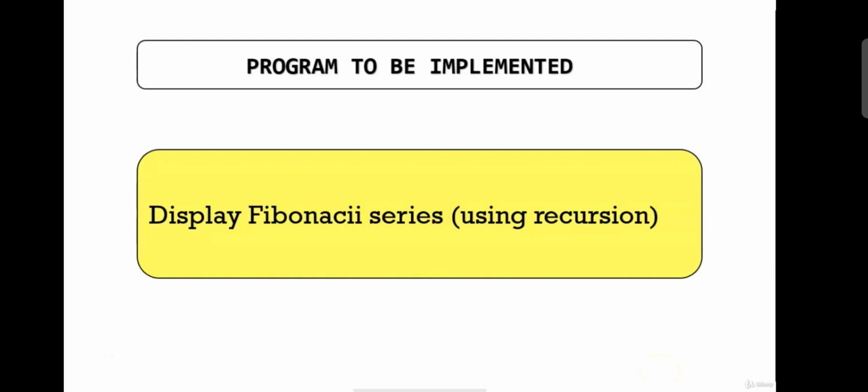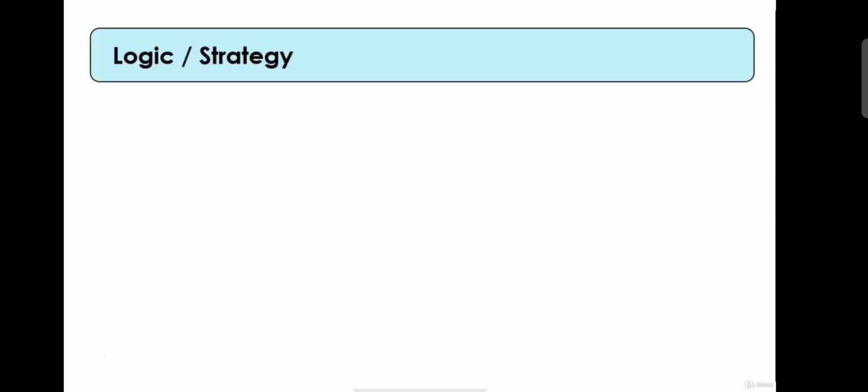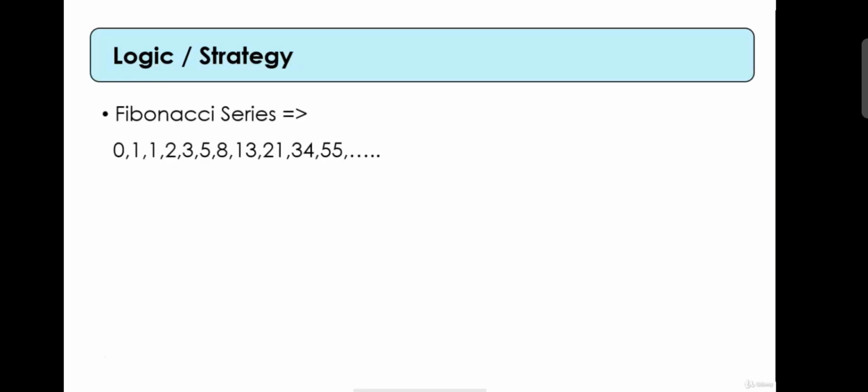In this session, we are going to implement program to display Fibonacci series, and we will implement this program using recursion. Let's discuss logic or strategy for implementing this program. Fibonacci series always starts with 2 key terms, that is 0 and 1. After these 2 terms, each term is sum of previous 2 terms. So you'll see that the third term is 1, which is sum of 0 and 1. Fourth term is 2, which is sum of second and third term, and so on. So this way the Fibonacci series will look like.